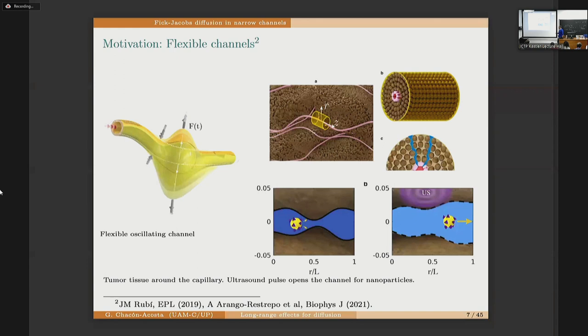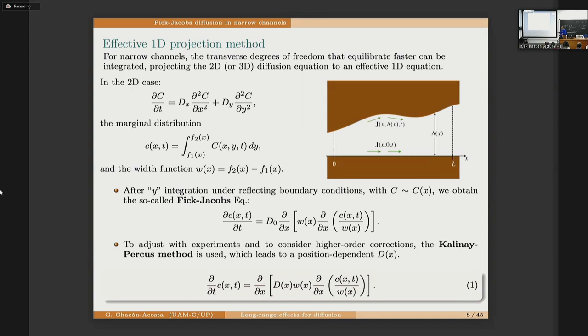Okay, what is done so far is, I just told you here the first approximation, that is considering the two-dimensional diffusion equation, one can project over this transversal coordinate by defining the marginal distribution here. And what one can obtain, if we assume some reflecting boundary condition, I mean Neumann boundary condition on the boundary of the channel, is this equation that is called the Fick-Jacobs equation with this extra function here that is just the width function. I mean the width of the channel, as this channel fluctuates over the longitudinal coordinate, it depends on the position, right?